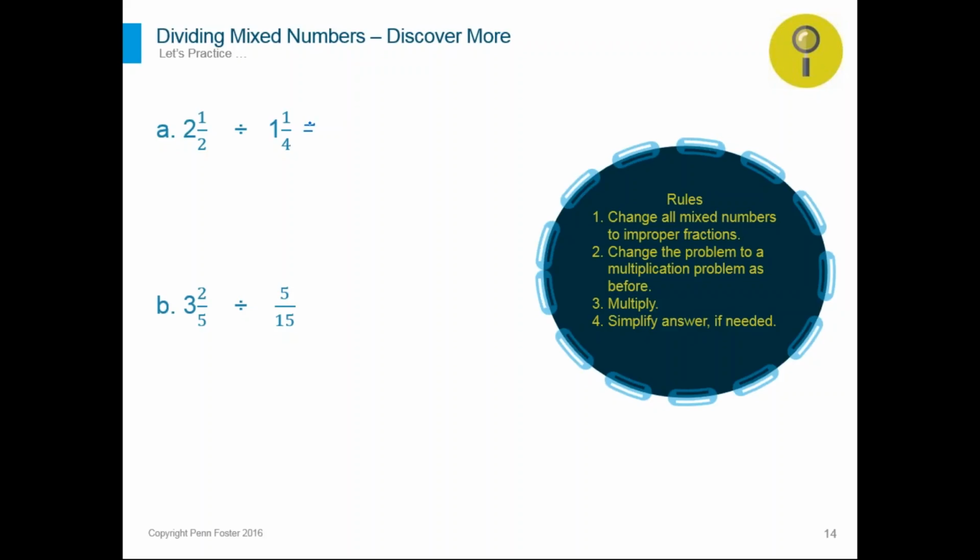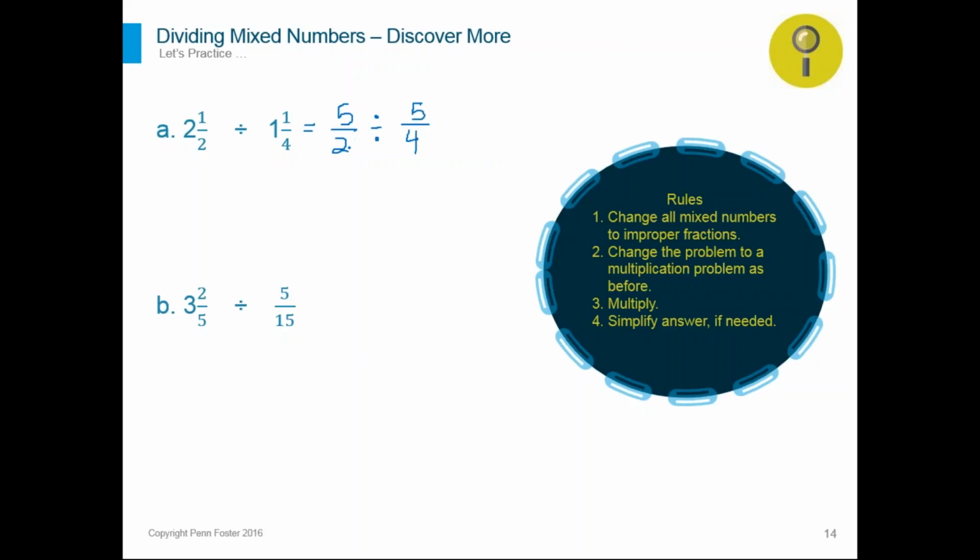So 2 and 1 over 2 is actually 2 times 2 is 4 plus 1 will give you 5 on the top over 2. Divided by, we're not going to change anything to multiplication yet. This is a common mistake I see in exams. So 5 over 2, we're just at this point changing every single mixed number to an improper fraction. We're not going to touch the division sign. Keep it as is. 1 and 1 over 4. 1 times 4 is 4, plus 1 is another 5 on the top over 4.